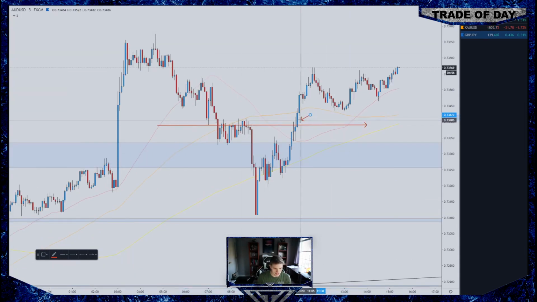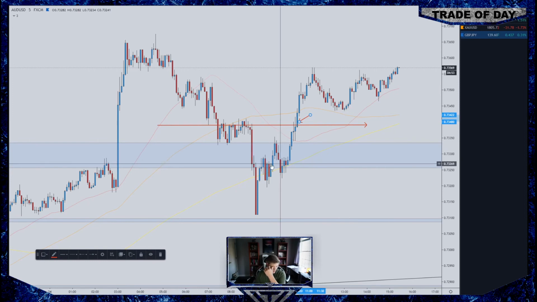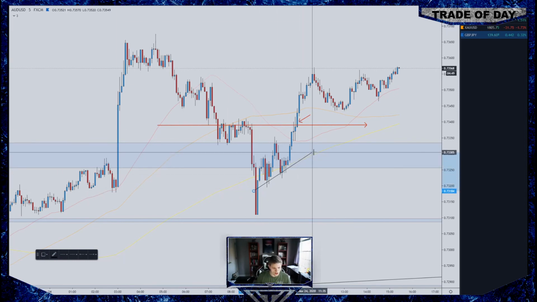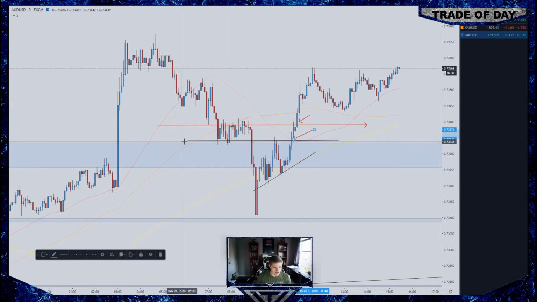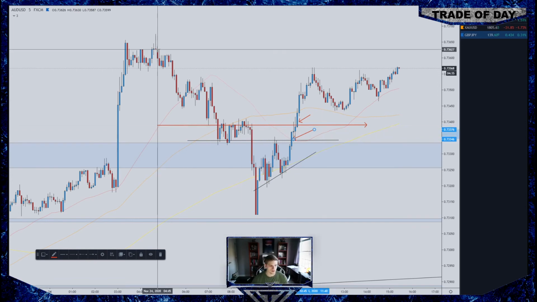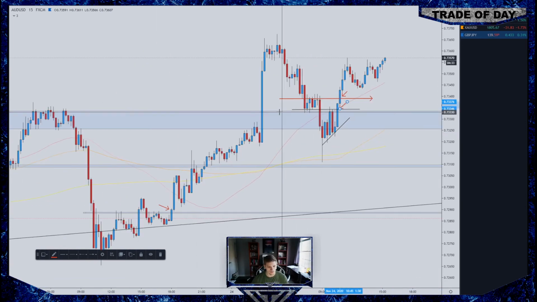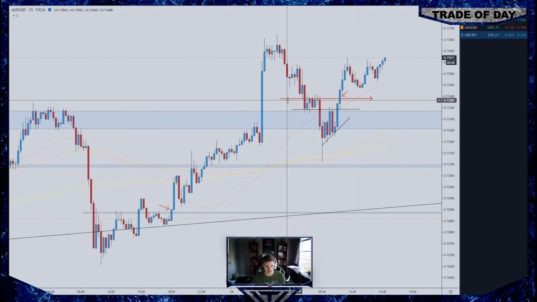Right in here is where I would have taken my entry, because if you notice, you have these ascending lows. It's breaking this level right here. If you wanted to, you could also have bought right in here as it breaks this area, because this is a beautiful lower time frame setup. But if you're looking only at the higher time frame and want a safer entry, a break of this level here could have been a nice entry.